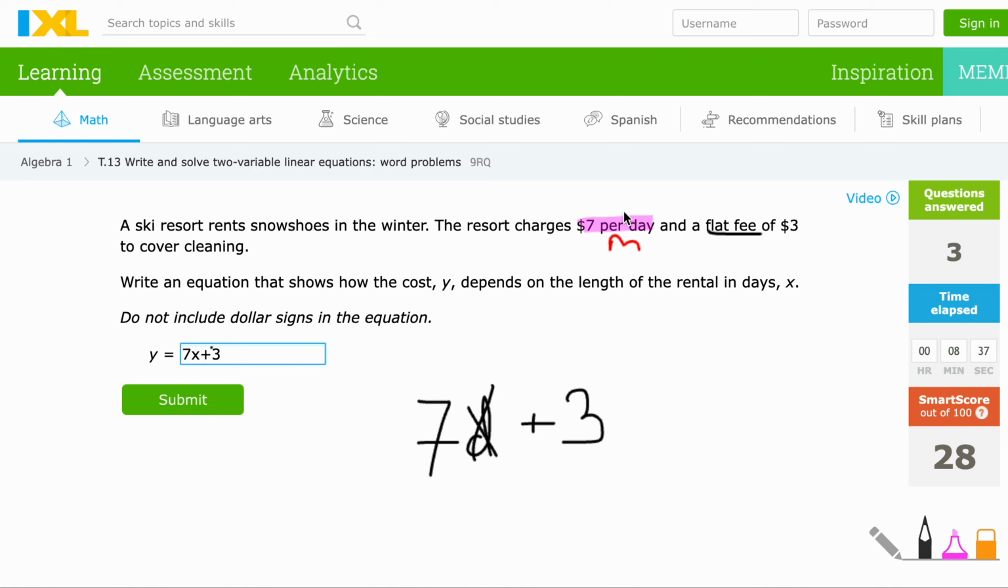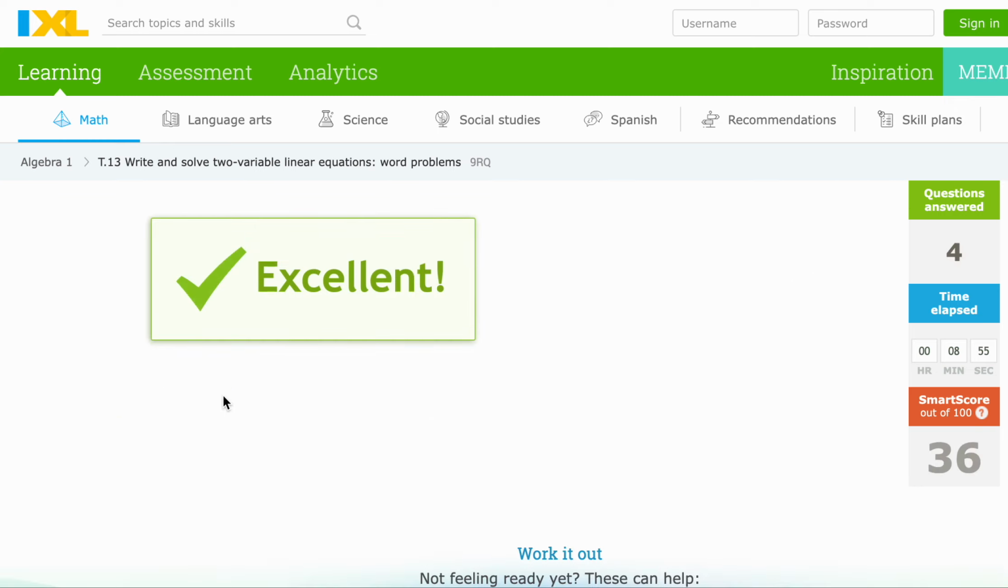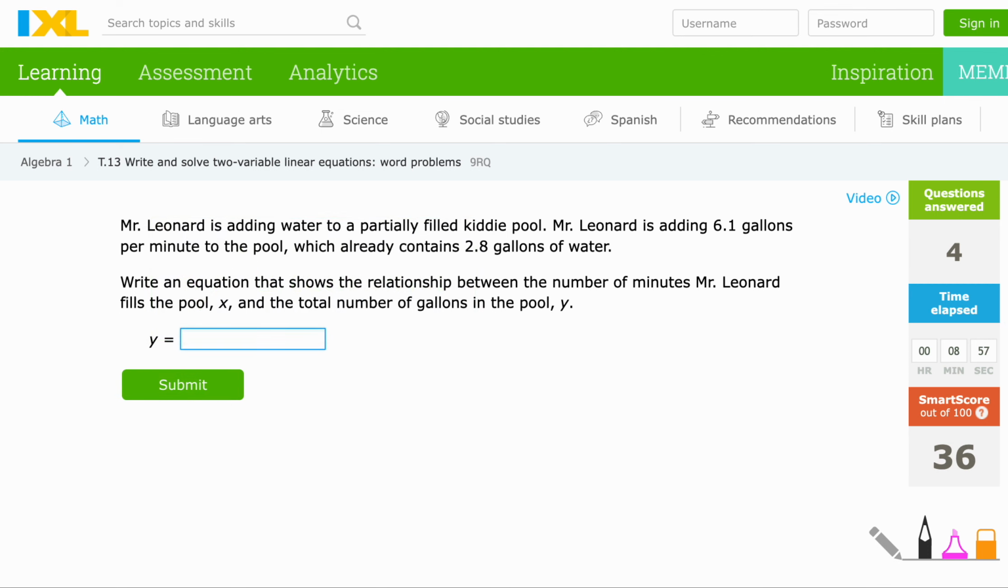So look for this word per or each or something that signifies a rate. And then also look for anything that is like a bonus or like a flat rate fee or, you know, to start with. That would signify that that's your initial value, our B. Okay, submit. Excellent. Okay, so hopefully you guys can do that on your own.